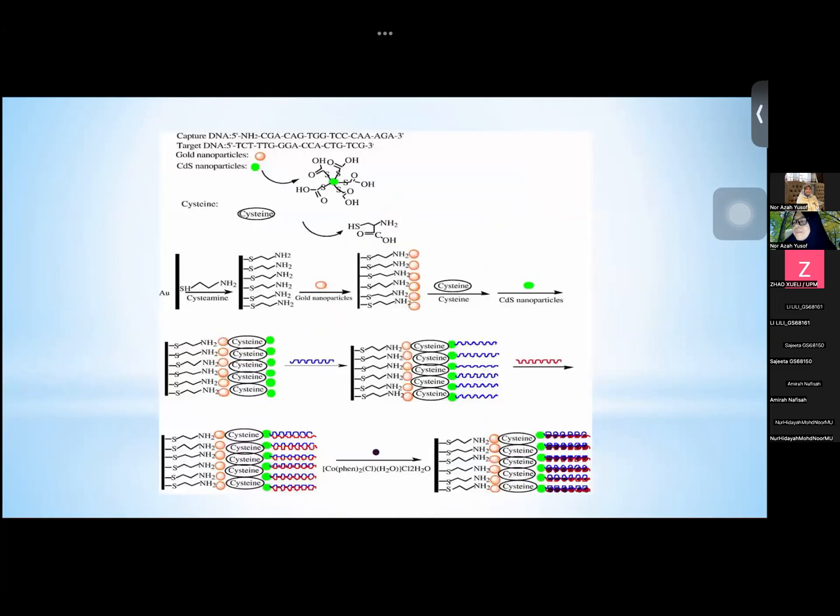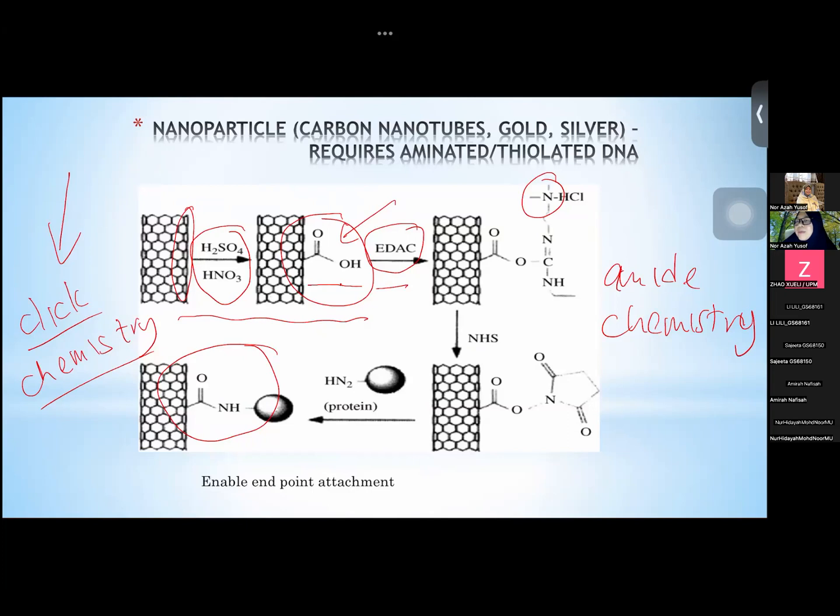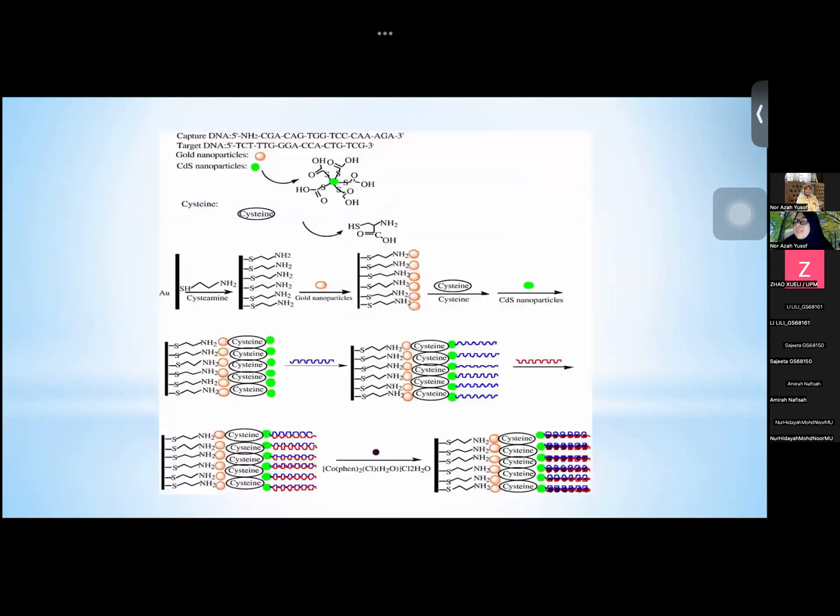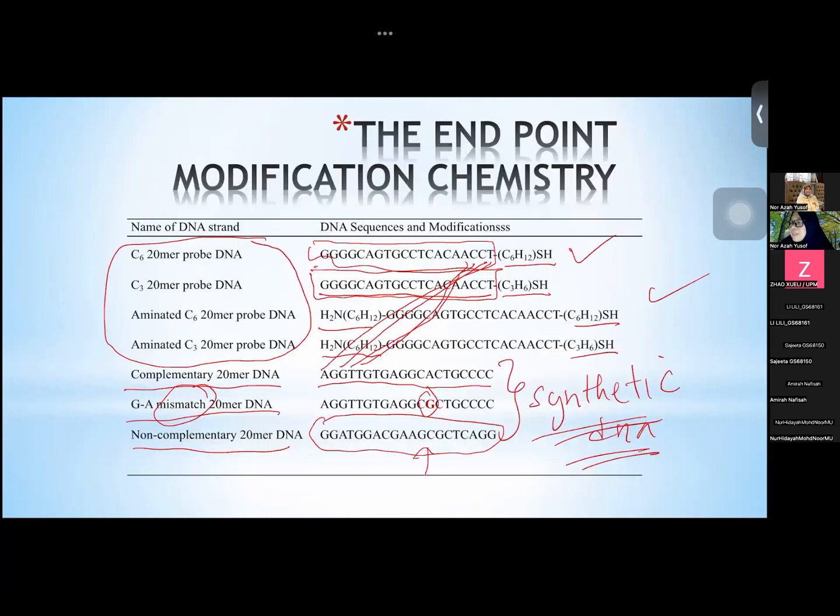All right. This is another one. This now is amide chemistry, where you have the interaction between carboxyl and amine. Okay. This is what we call thiol chemistry. Sulfur. When we talk about thiol chemistry, we're talking about sulfur. Yeah. So if you look at here, you can find sulfur, thiol, and this is amine linker.